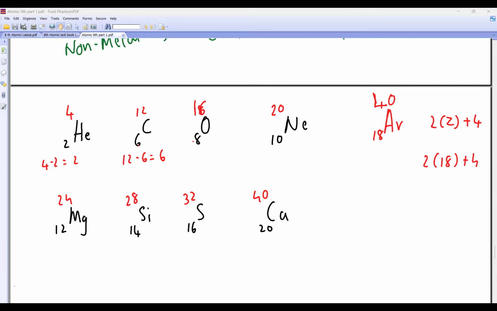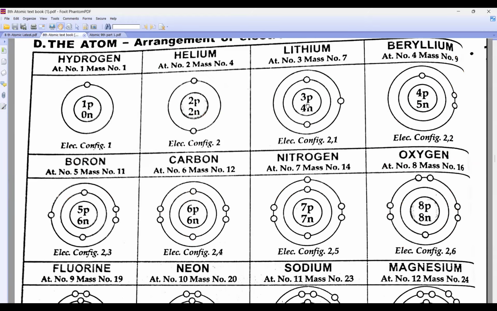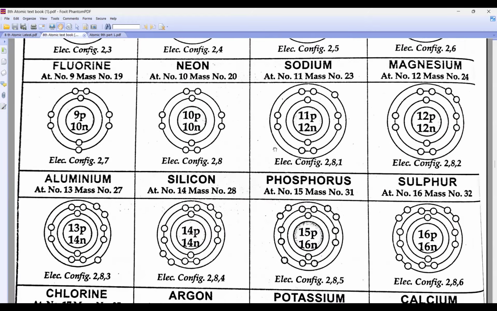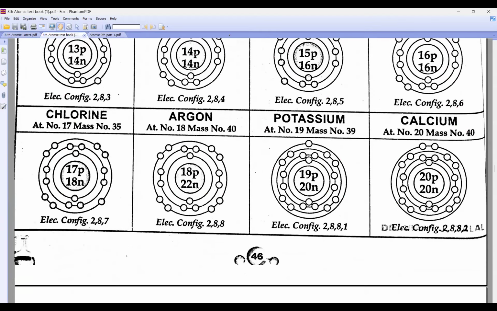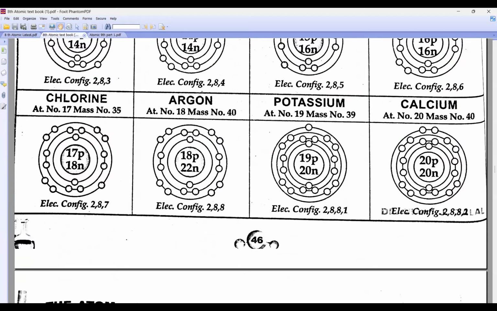So look here. Can you see here? Now you can see the neutrons. Now you'll wonder, sir, from where they got the neutrons. Now you want to see for argon, beta. Look here, this is our argon. Can you see we got 22 neutrons, right? Yes, sir.